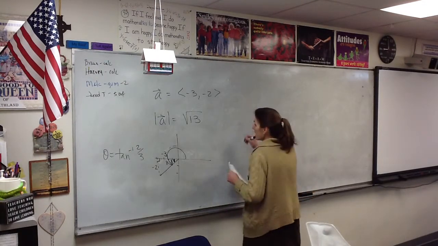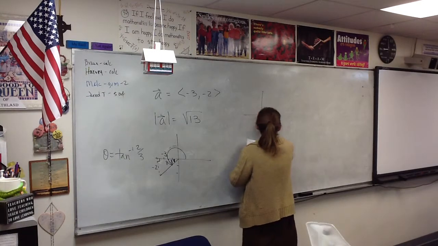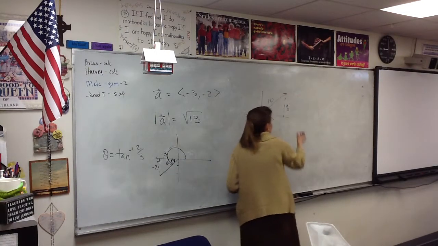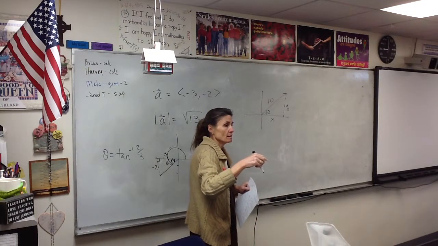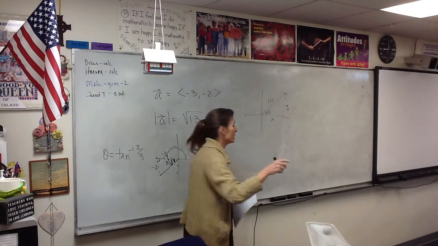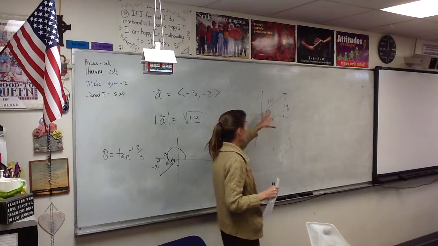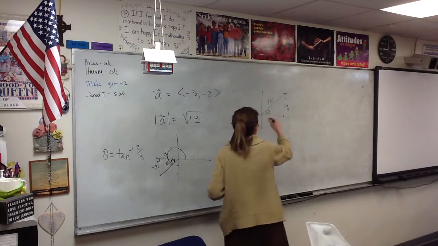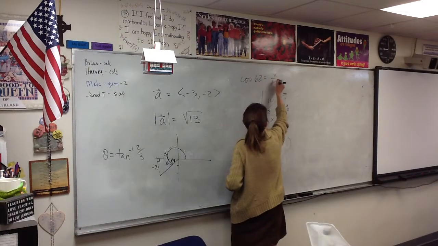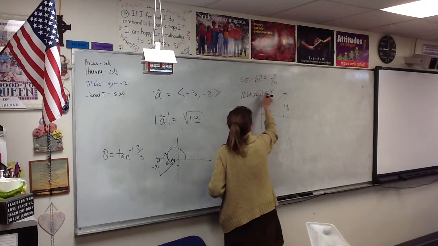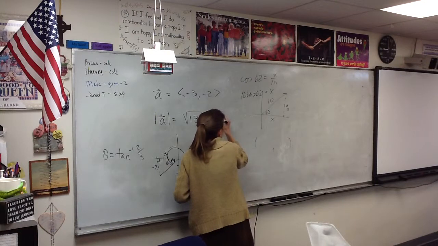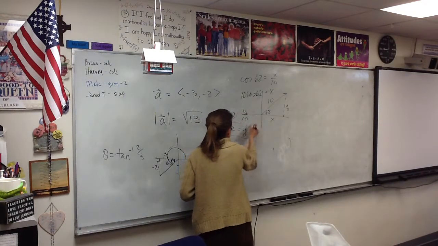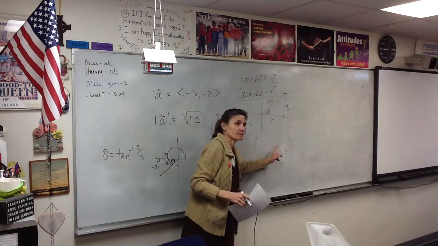Number 3 is kind of the opposite of the one we just did. Number 3 says I know the magnitude and I know the angle. I need the components. Components and coordinates are the same thing. We are looking for the x and the y that would create this triangle. So how did we do that? Cosine. Yep, we use sines and cosines. So the cosine of 62 equals x over 10. x equals 10 cosine 62. Sine 62 equals y over 10, so y equals 10 sine 62. So I just type these into my calculator, and that's my x and my y.